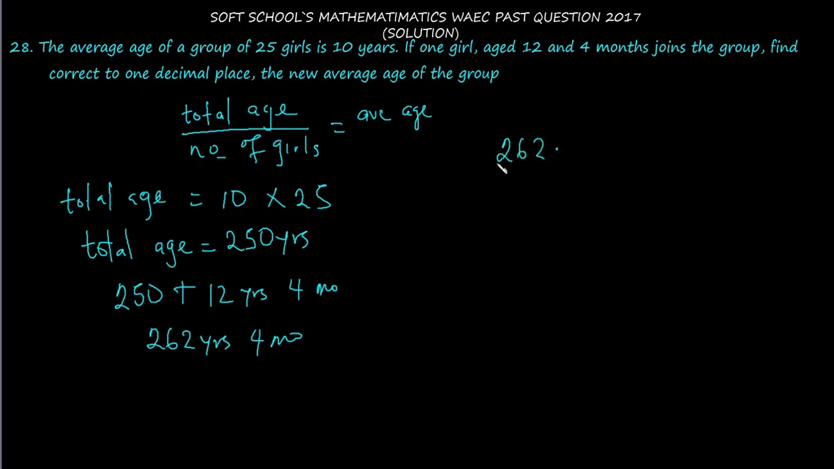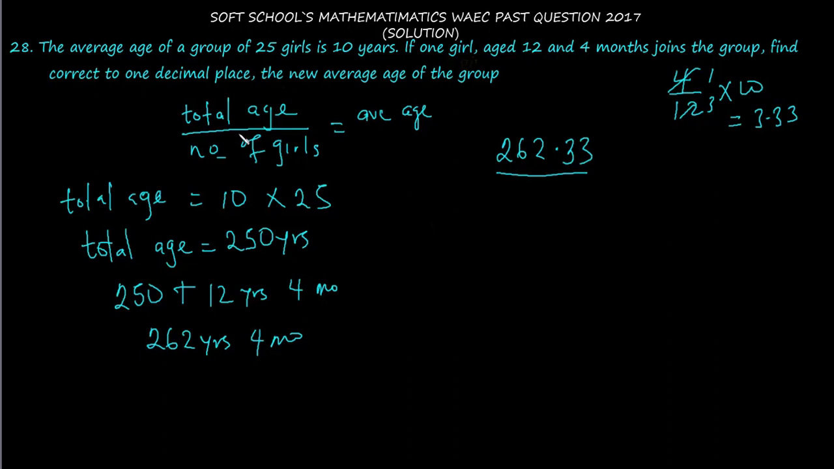Now if we want to take it to base 10, we are going to say, so 4 months is 4 over 12 times what? 10, which is what? 4 times 10 over 12 is 40 over 12, which is 3.33. So this 4 months will be 3.33 everything over.